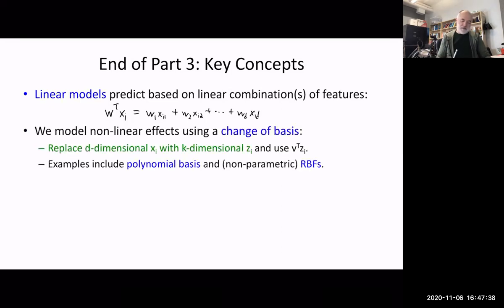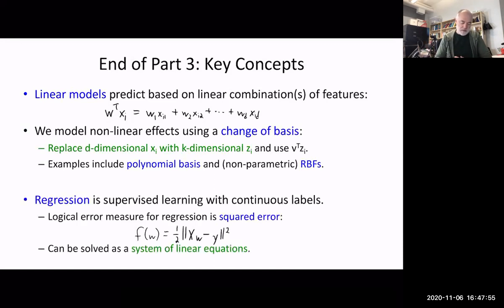Okay. In part 3, we've talked about linear models. We predict based on linear combinations of features. We talked a lot about changing bases. We can replace a d-dimensional feature with a k-dimensional z, and basically use a linear model there. And we talked about polynomial bases, and the very powerful radial basis function, non-parametric bases.